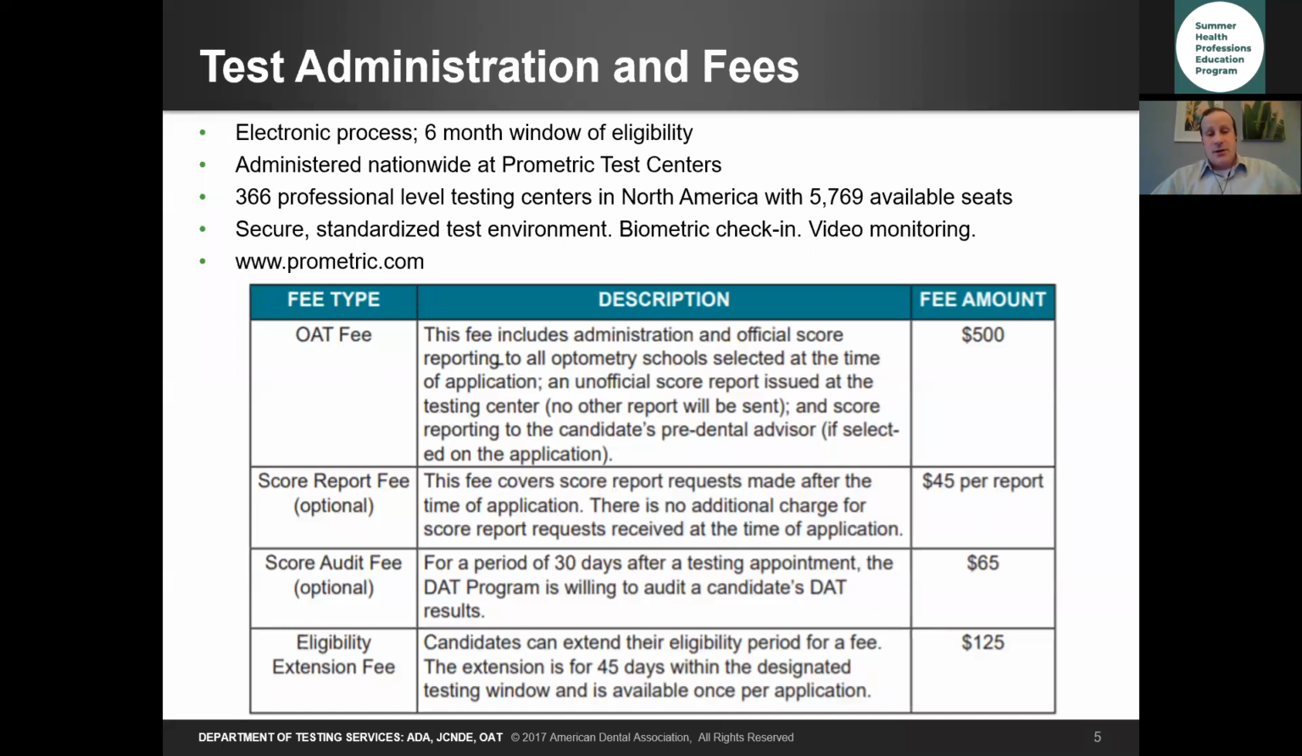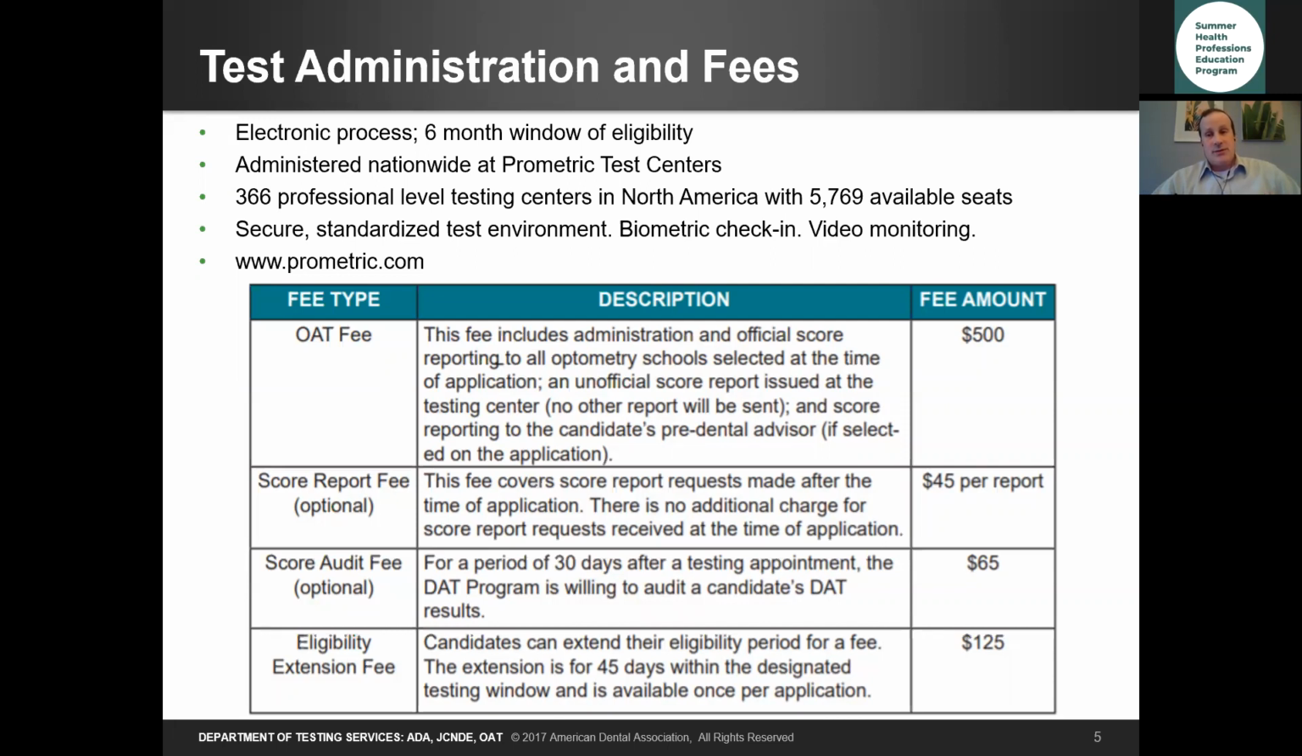There is also an eligibility extension fee that is less than the fee for the test. If you see there at the bottom, you get a 6-month window of eligibility that starts the day the application is processed, which is usually the business day after you submitted it. For instance, if you submitted your application to take the OAT immediately following this webinar, we would more than likely process the application tomorrow on Tuesday.